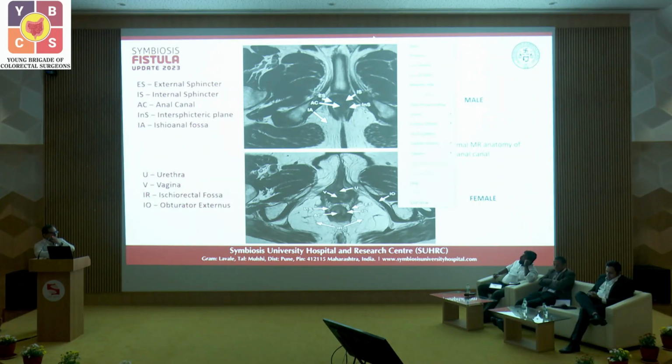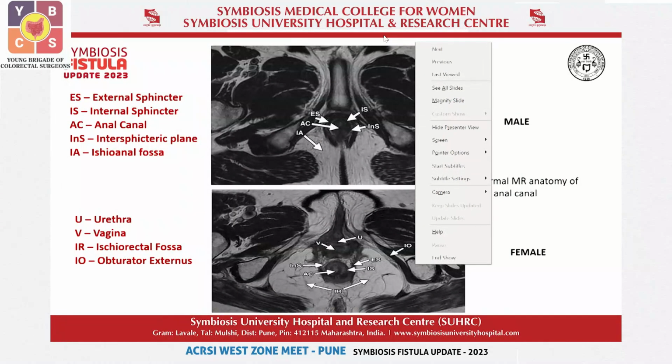Because that pointer was actually getting, so here I just wanted to show you how the anatomy in male and in female patient differs on the axial images. So you can actually see this is the internal sphincter, this is the external sphincter over here, this is the anal canal, okay? This is the intersphincteric plane where actually there is a slight amount of fat between the two planes, and this is the ischioanal fossa, okay?